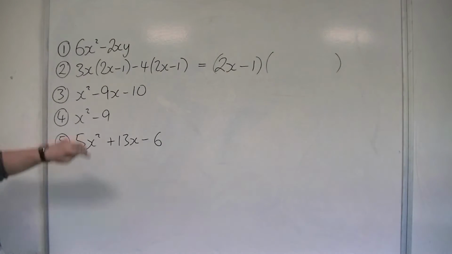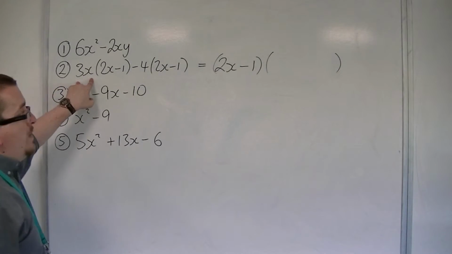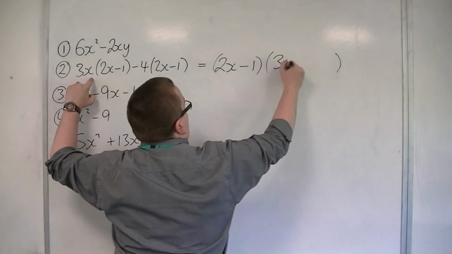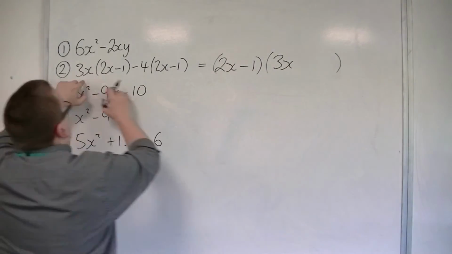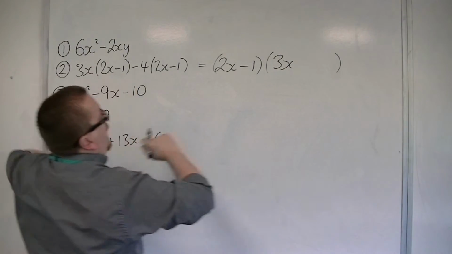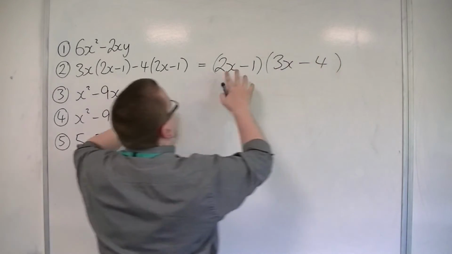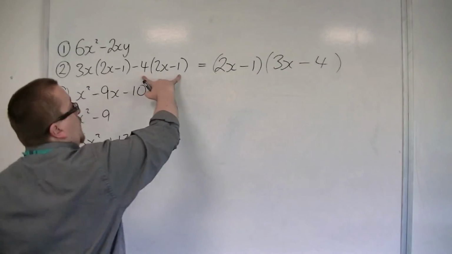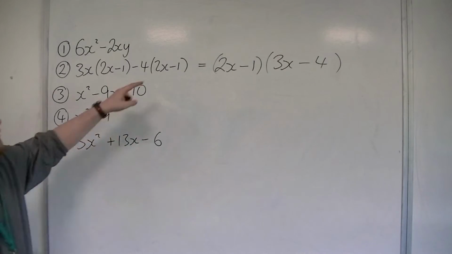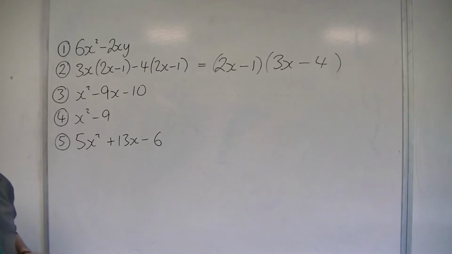And inside the larger bracket, I'm going to have the 3x, because 2x minus 1 times 3x will give me that term. And minus 4, because 2x minus 1 times minus 4 will get me that term. So factorised, that is what I would have.